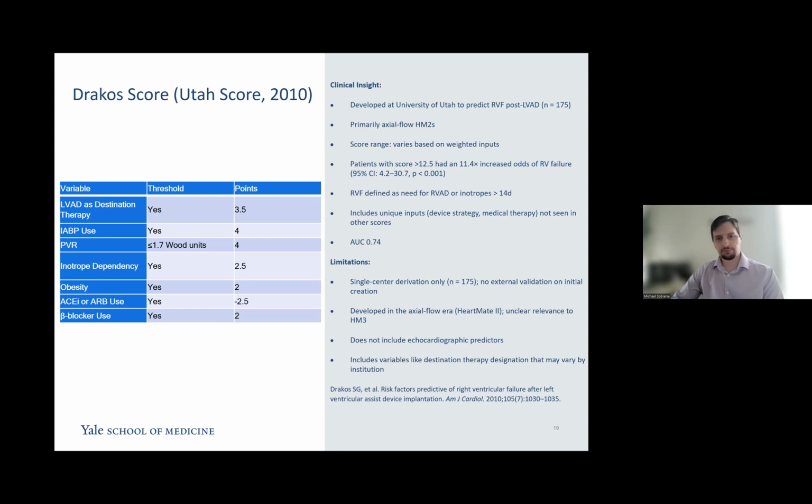Patients with a score threshold of greater than 12.5 had an 11.4 increased odds of RV failure postoperatively, although you can see the confidence interval is pretty wide on that. RV failure was defined as need for RVAD or inotropes greater than 14 days in duration, and the area under the curve for this one was 0.74. The limitations are that it was just University of Utah and affiliated hospitals driven, and again, not including HeartMate 3.